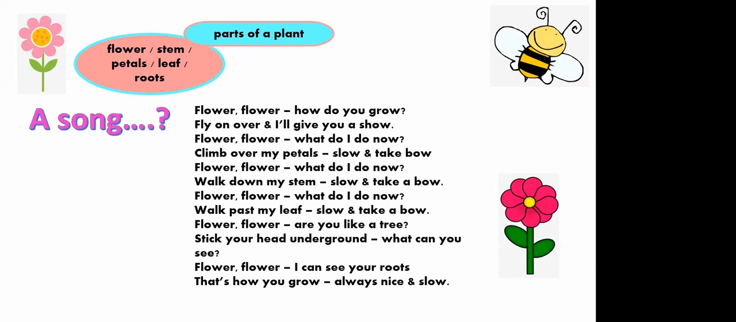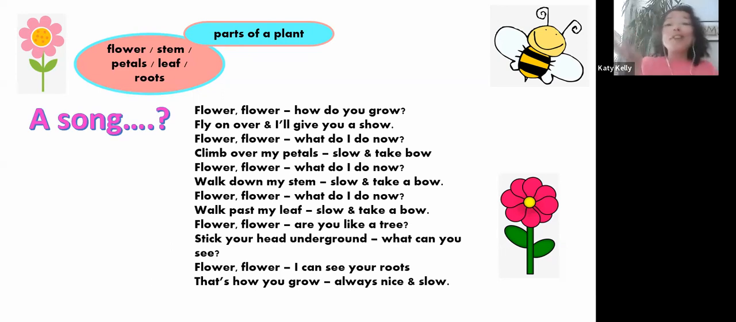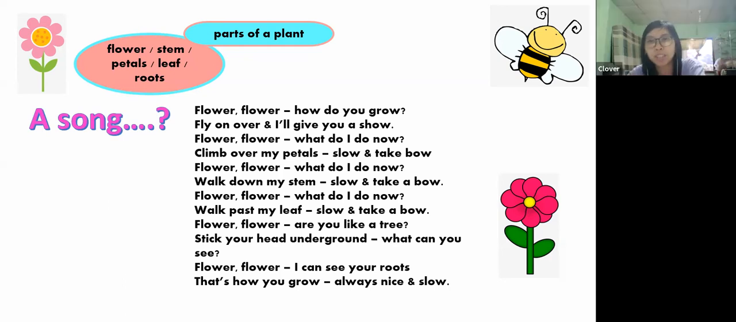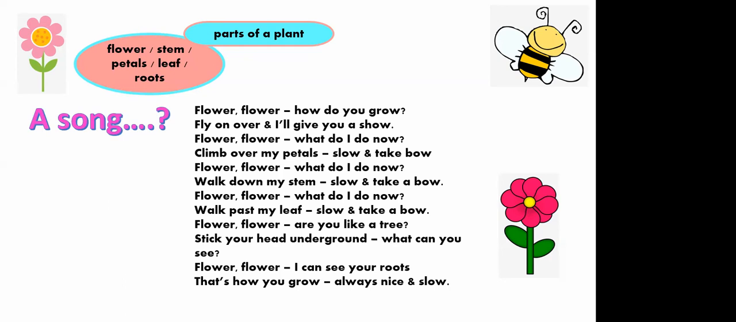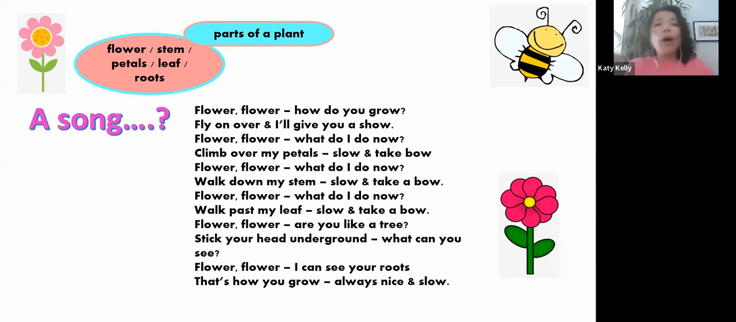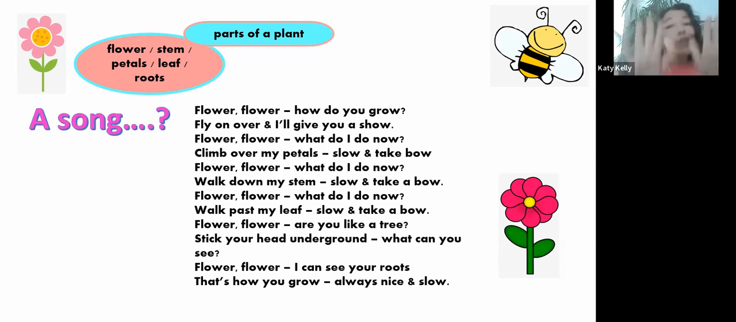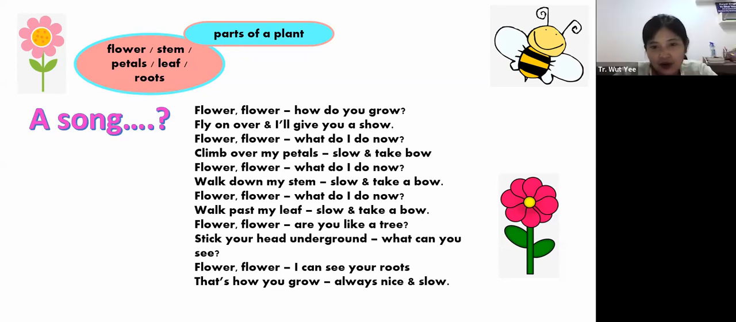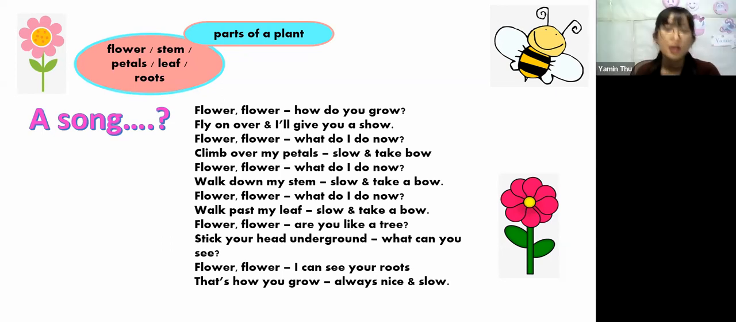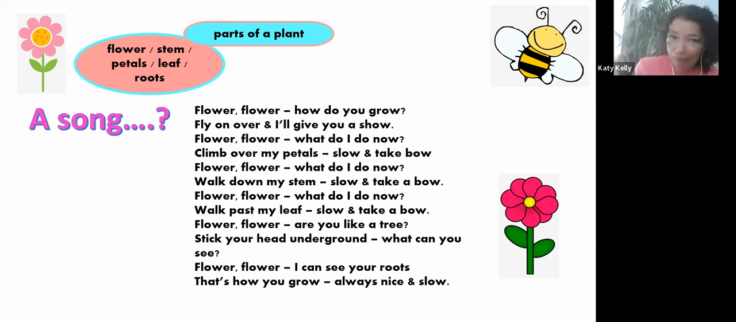Flies on over and now give it show. Flower, flower, what do I do now? Climb over my petals and take a bow. Flower, flower, what do I do now? Walk past my face and take a bow. Flower, flower, and I can walk past my leaf, go and take a bow.